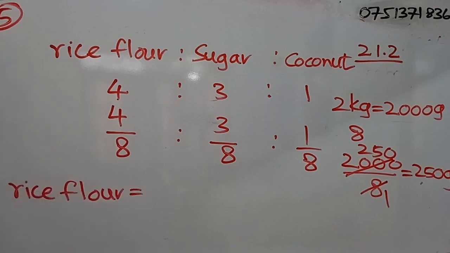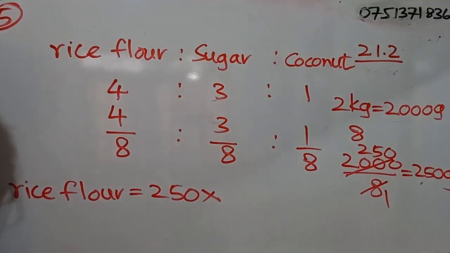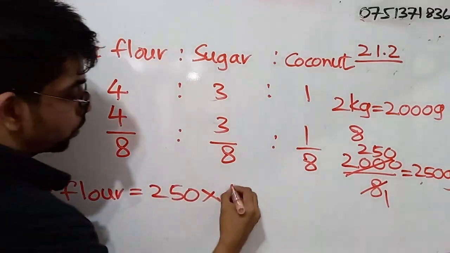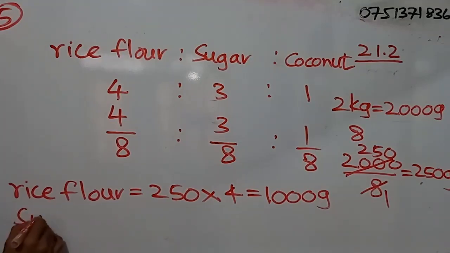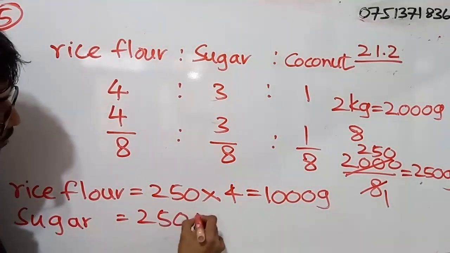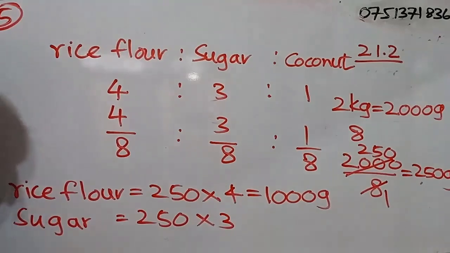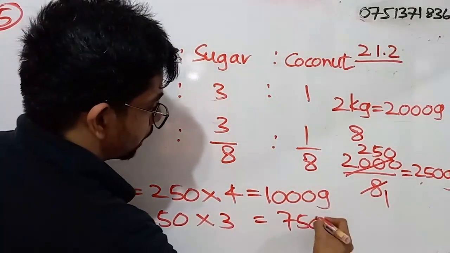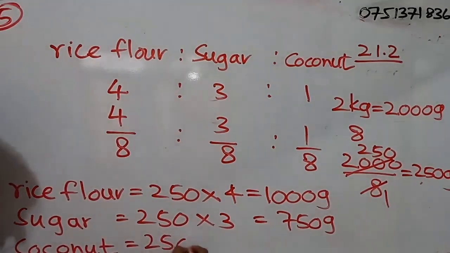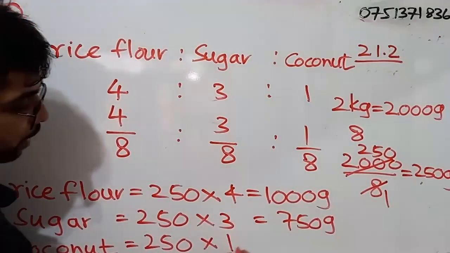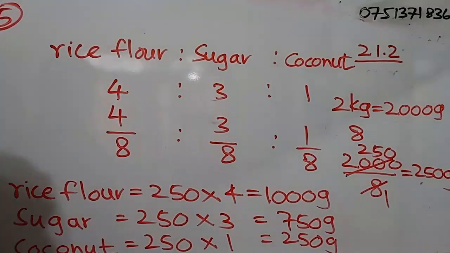So what is the mass of rice flour? How do we calculate it? What is the value of one part? 250. We have to multiply that by what? How many parts are there? 4. So we get what? 1000 grams. Right. So if we consider sugar, what is the value of one part? 250. We have to multiply that by the number of parts, which is 3. So 250 into 3, what is that? 750 grams. Right. So the amount of coconut, what is the value of one part? 250. How many parts are there? 1. So this will be what? 250 grams. Right. So those are the answers.